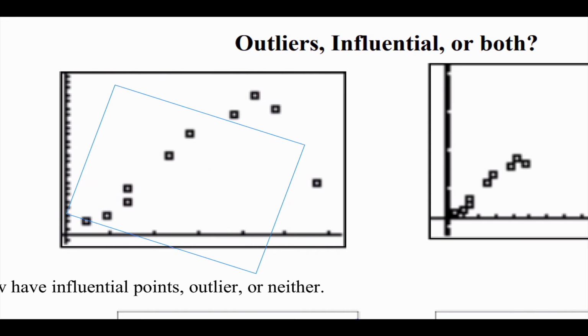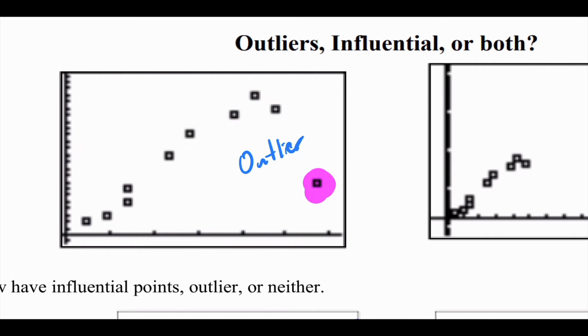Right? So I would say that this guy right here is an outlier and it's influential. It's both. Okay. Because of those two things. Okay.